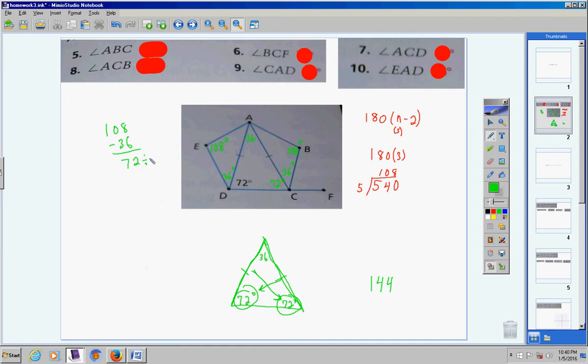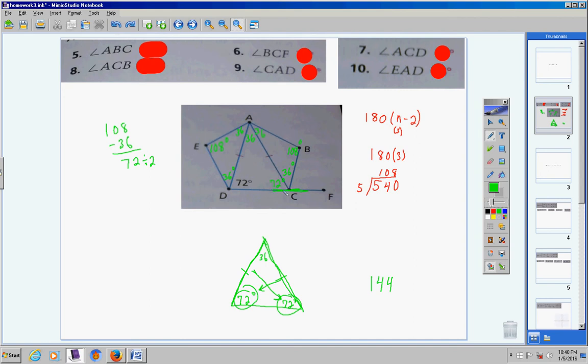So this has to be 36. And this has to be 36 also. And 36 plus 36 plus 36 is 108 degrees. Now, one more angle we've not found, and then we'll start answering these questions, okay?